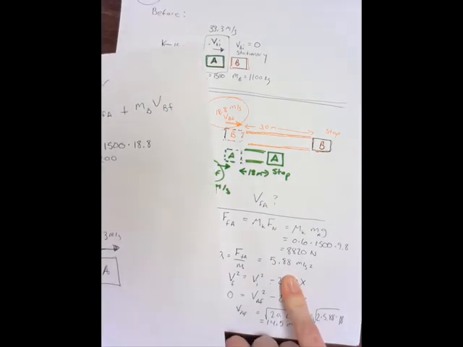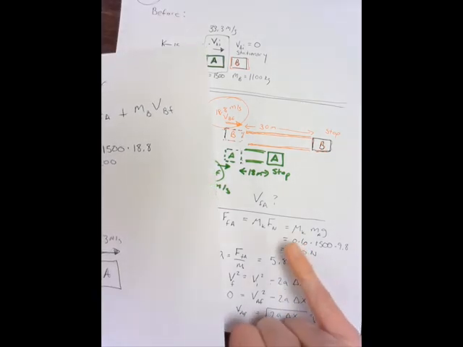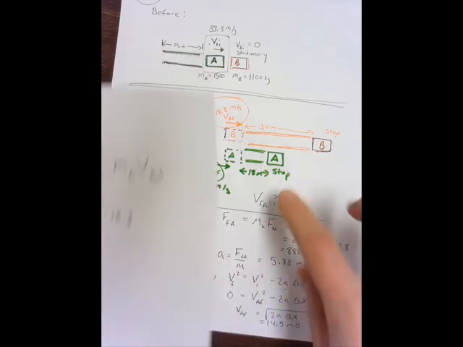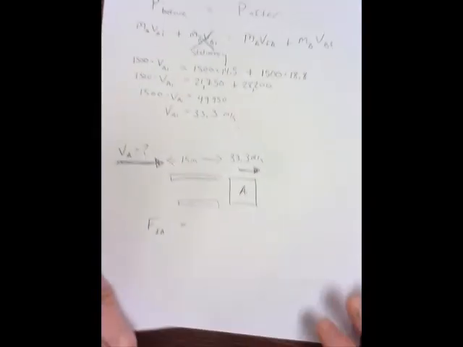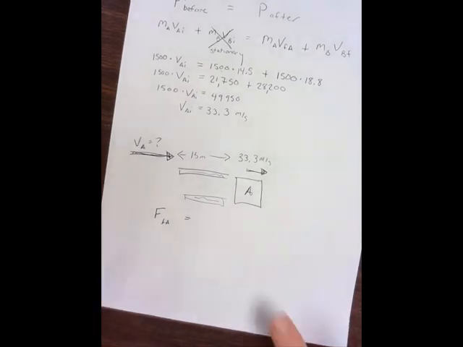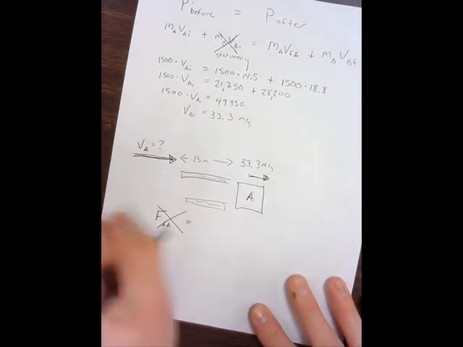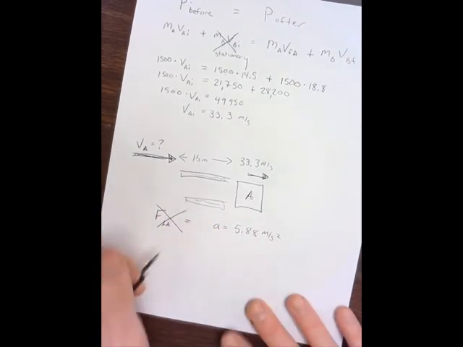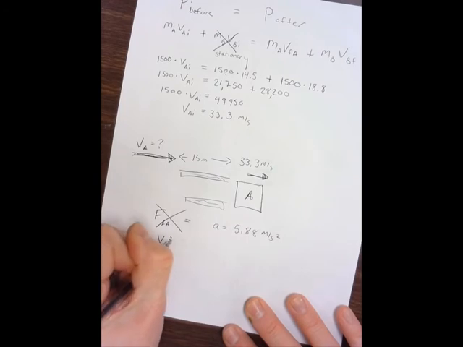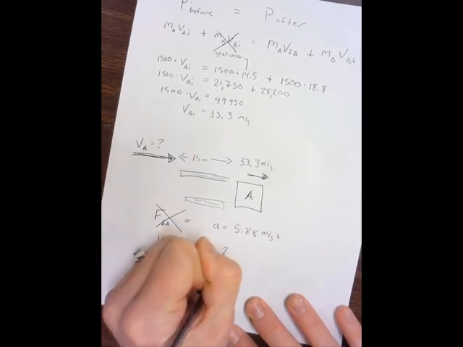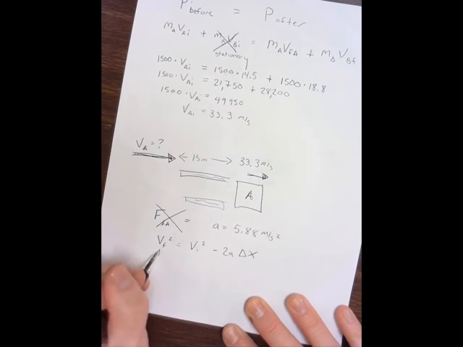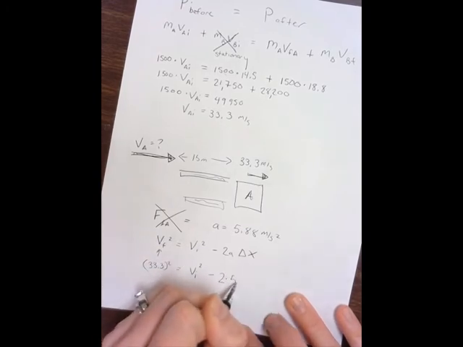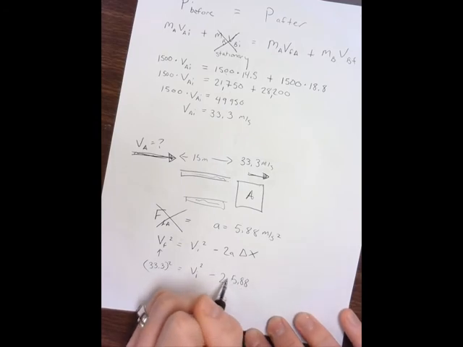The sort of details for A are the same, whether A is skidding over here or skidding over here, because it's the same car doing the same deceleration for the same friction force reason. So I don't even have to do that again. I can just say acceleration is 5.88 meters per second squared, or rather deceleration, right? And then I can say, well, the final velocity squared equals initial velocity squared minus 2a delta x. The final velocity is 33.3 meters per second. The starting velocity is what we are trying to find, and it decelerated at 5.88 meters per second squared due to the friction between the tires and the road, and it did so for 15 meters.